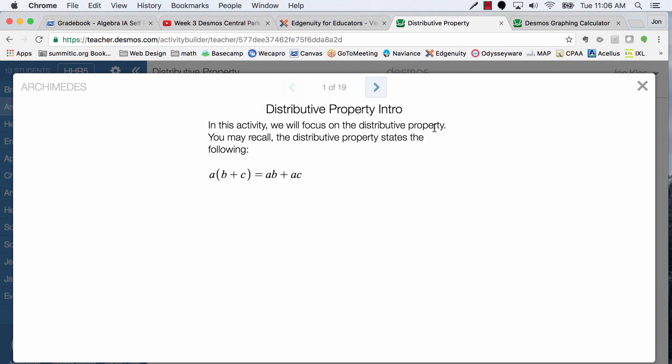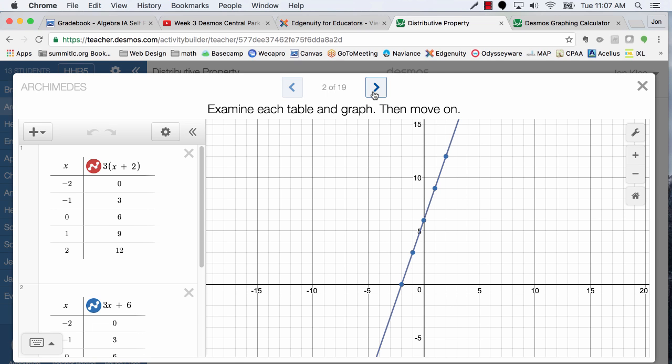Hello everyone, here's a quick video to help you get into the week 2 Desmos activity, dealing and learning with the distributive property. So here I am at the first slide, number 1 of 19, and we're going to be practicing the distributive property, distributing, factoring in reverse, going both ways. And you definitely want to have this down. I'm going to do a couple quick examples and show you how you can check your work as you go through this.